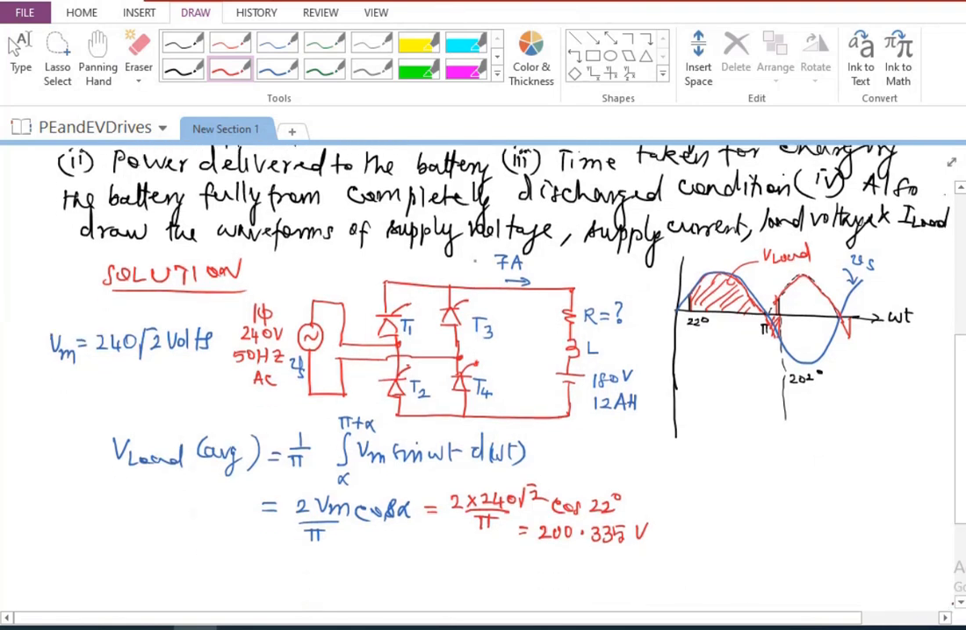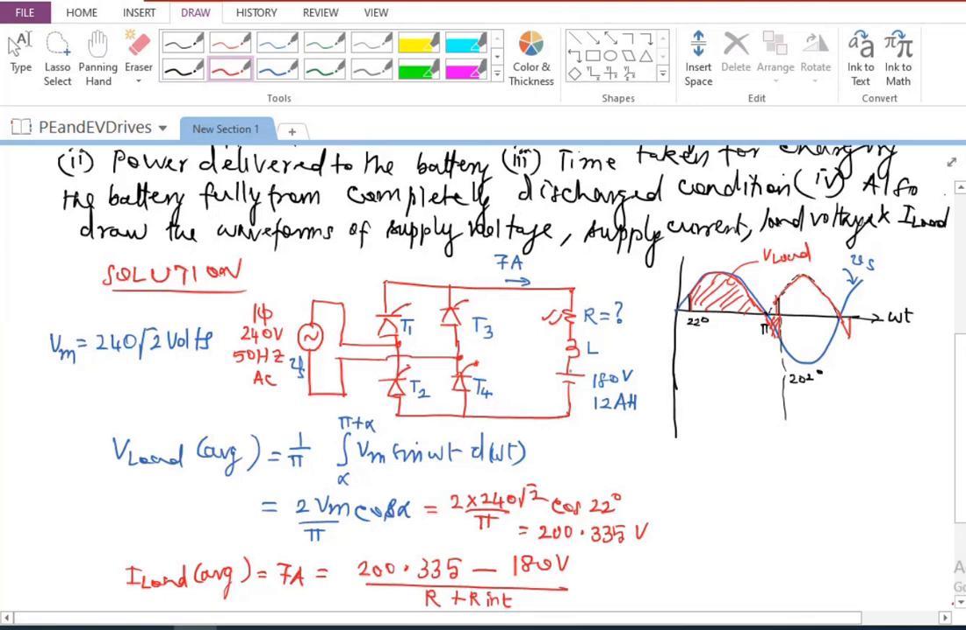Now, whatever I'm looking at as the resistance, that is the one which is limiting the current. So I should be able to write I load average, which should be only 7 amperes. This should be equal to 200.335 minus whatever is the battery voltage, which is 180 volts, divided by the resistance, plus whatever is the internal resistance of the battery.